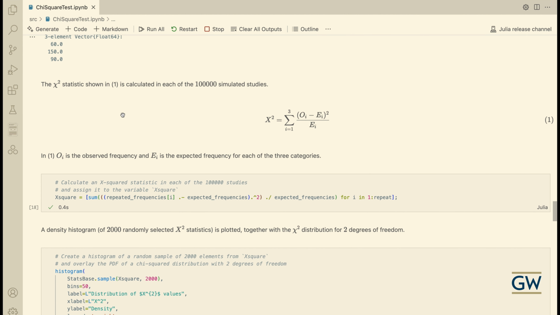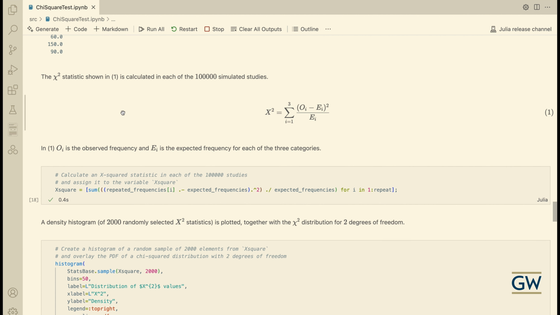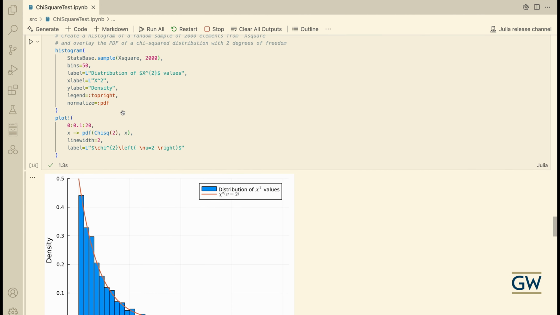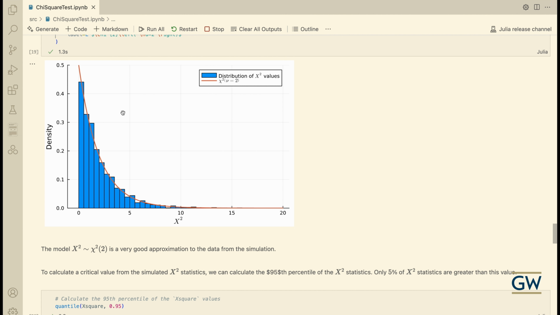And now I wonder, if I create a histogram of these 100,000 x squared statistics, what would that look like? Now, on a computer, to generate a histogram of 100,000 data points is a bit much, so I'm just randomly selecting a couple of them and plotting them on the screen, and just look at this beautiful plot that we have here.